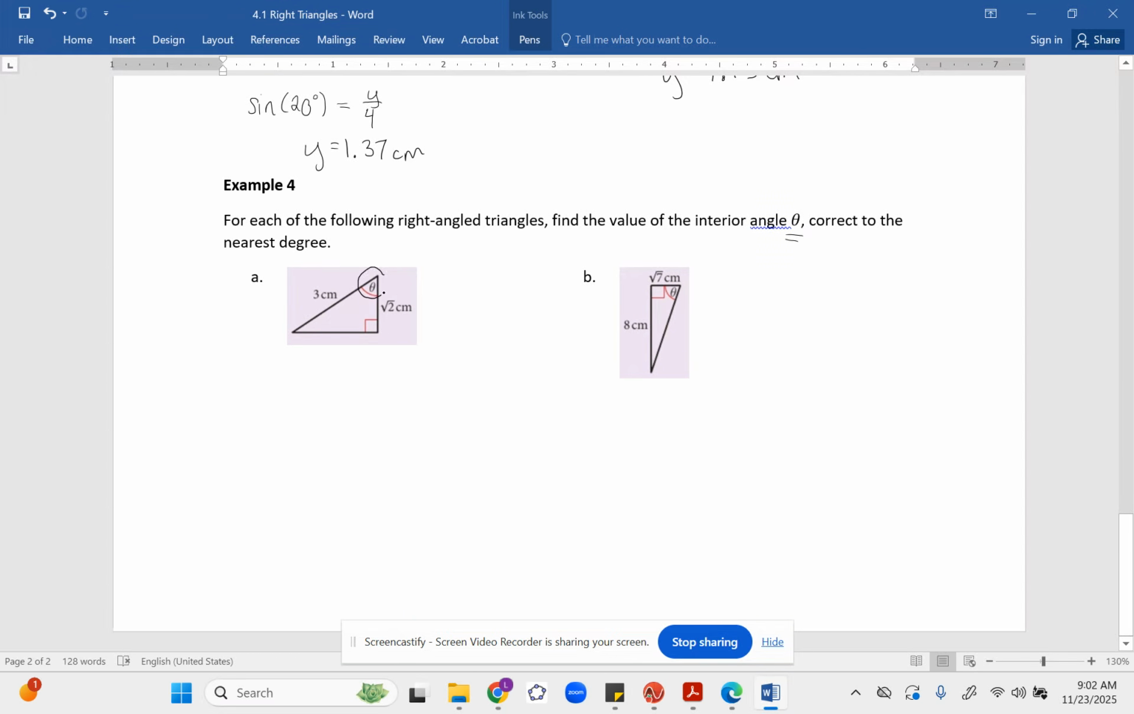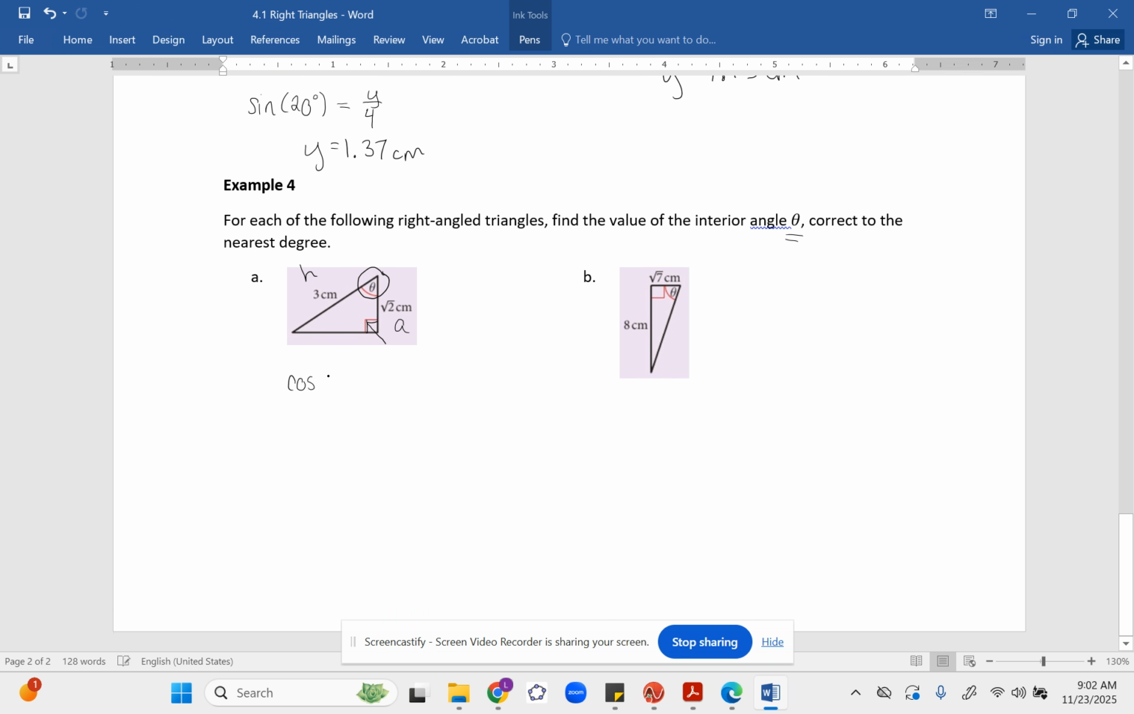I'm going to circle the angle, but I'm circling the angle I want to find. I'm going to label the hypotenuse. And then the root 2, is that opposite or adjacent from the angle that I circled? Is it across from the angle that I circled or beside it? It's right beside it, so I'm going to call it the adjacent. Okay, so I have hypotenuse and adjacent labeled. That means I'm going to use cosine.